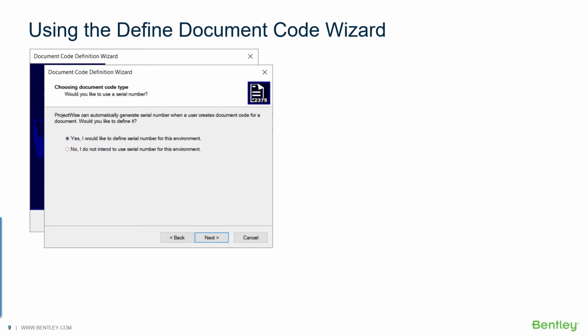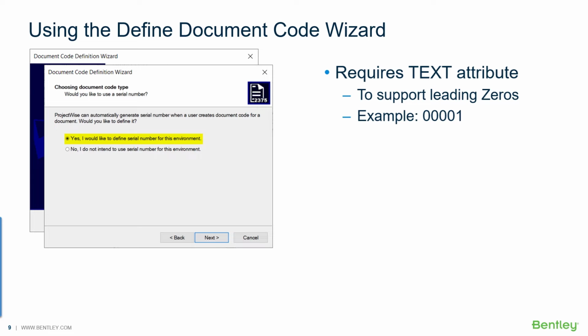The next dialog has two options for choosing the document code type. One is Yes, which defines a serial number for the environment, or No, do not define a serial number. The common practice is yes, to use a serial number in the document code to ensure it creates a unique code for all documents stored in the environment. If a serial number is going to be used for the document code definition, then a text attribute should be created to store that serial number. The attribute needs to be text to allow for leading zeros in the serial number.